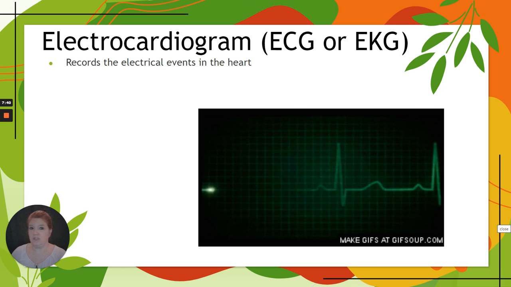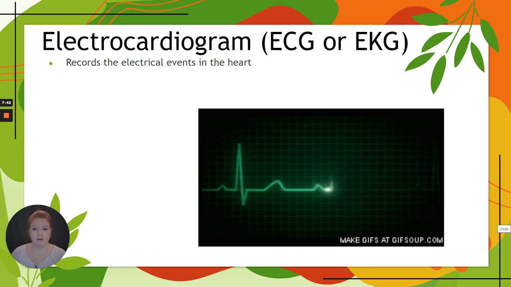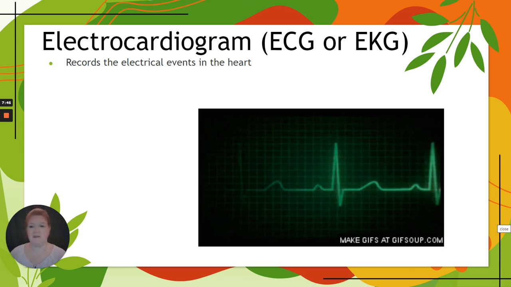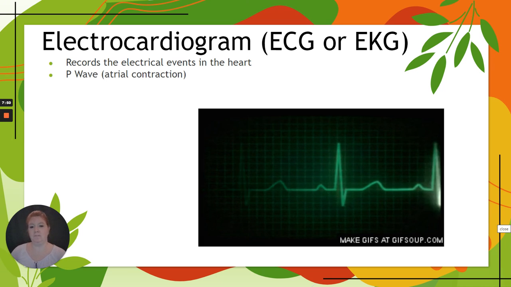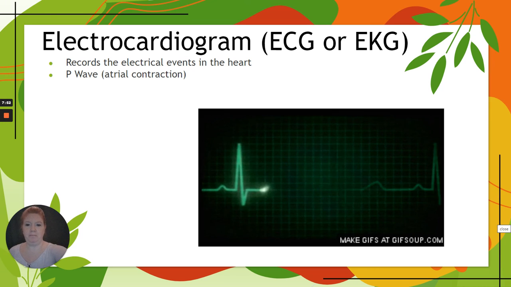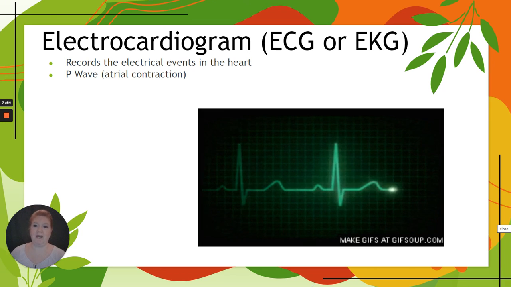We have an EKG, ECG, or electrocardiogram. How confusing that it has so many names. But anyway, it records the electrical events of the heart. So there's a P wave. That's that first little bump. Boop, P wave. That's when the atria contract.